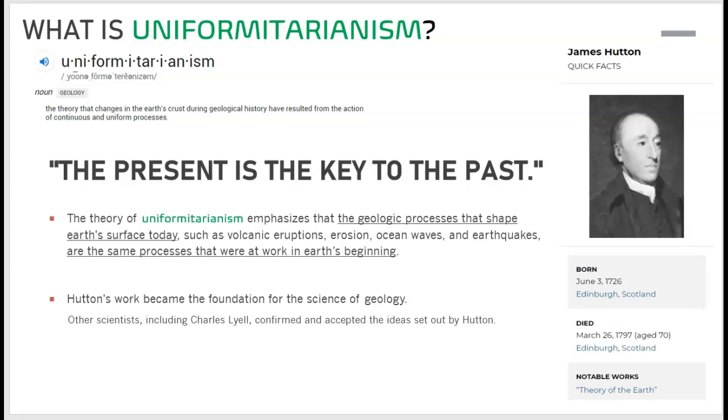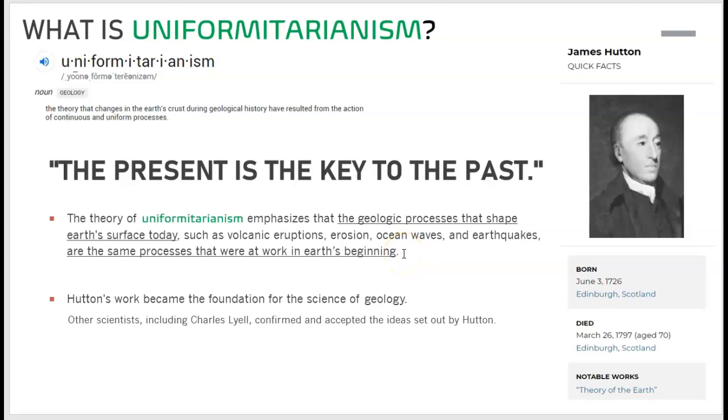review video. The first is the idea or the term uniformitarianism. I know it's a really big word, but uniformitarianism is a theory that says that the changes in Earth's crust during geologic history have resulted from the action of continuous and uniform processes. To break that down, it just means the way that natural geologic events happen today, events like volcano eruptions, erosion, ocean waves, earthquakes, those type of processes happen the same way today that they did when the Earth first formed over 4 billion years ago.